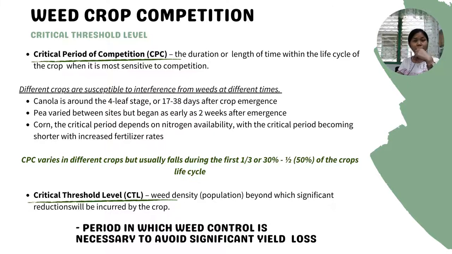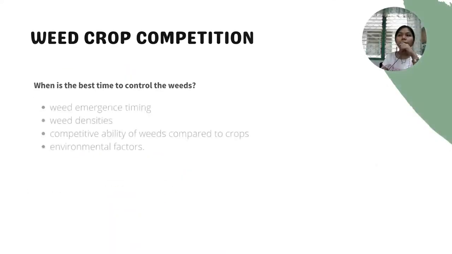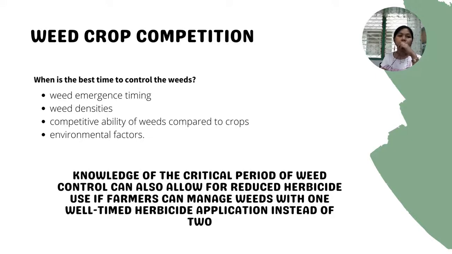It's the period in which weed control is necessary so that there is no loss. So ideally, control should start from the critical threshold level. So there are things that we need to consider.